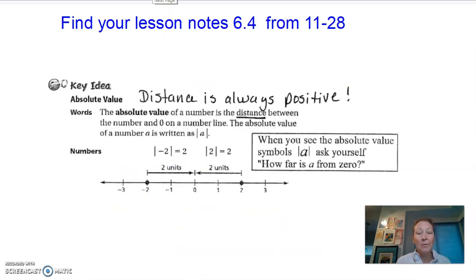Okay, here's 6.4. Distance is always positive. Remember, the absolute value symbol means that you're finding a distance from 0. Distance is always positive. If you run backwards, you still run a positive distance on your Fitbit.